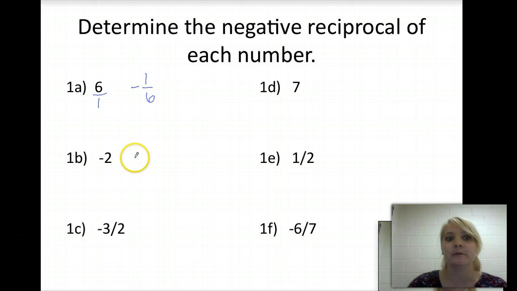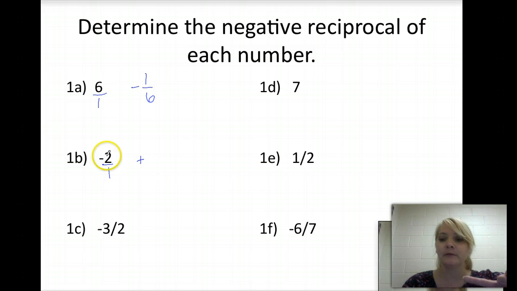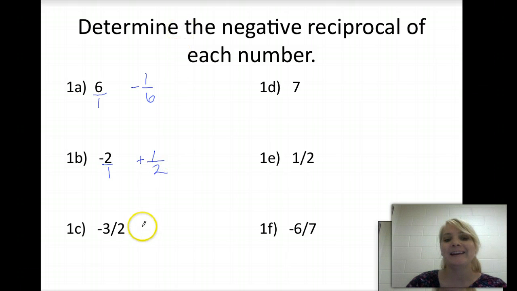Now the negative reciprocal of negative 2, since it's negative, it will be positive. And once again, just as we did with the 6, think of it as 2 over 1. So the reciprocal of 2 over 1, keep in mind with the reciprocals, you flip your numerators and denominators. So our denominator of 1 becomes our numerator, and our numerator of 2 becomes our denominator.